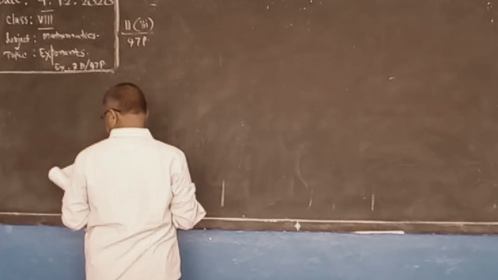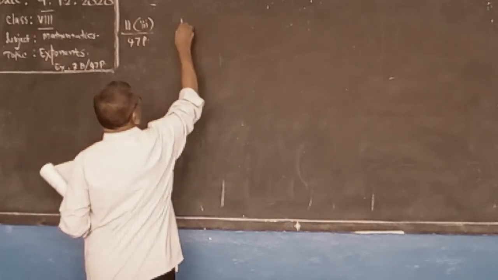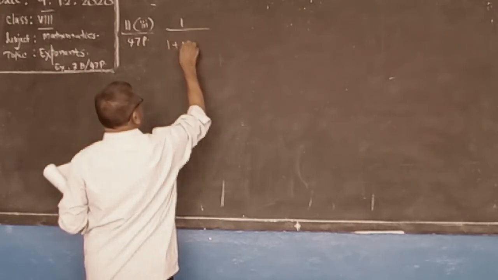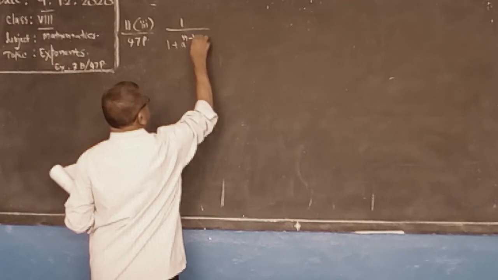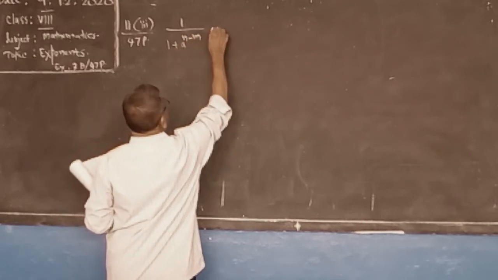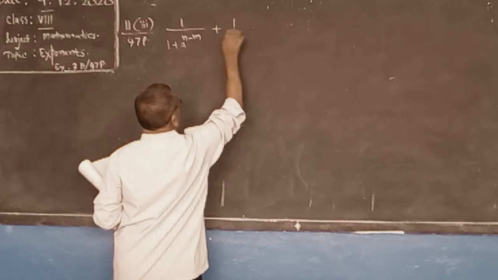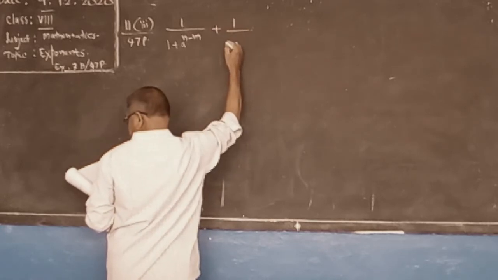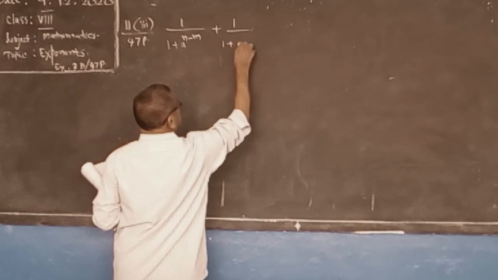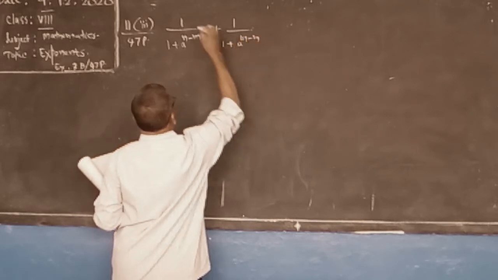1 by 1 plus a power n minus m, plus 1 by 1 plus a power m minus n. Simplify.